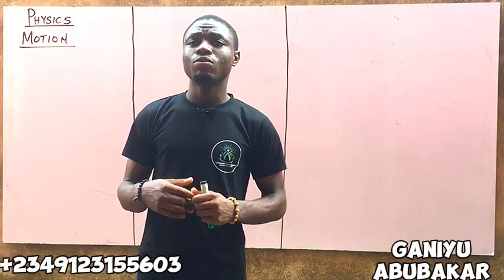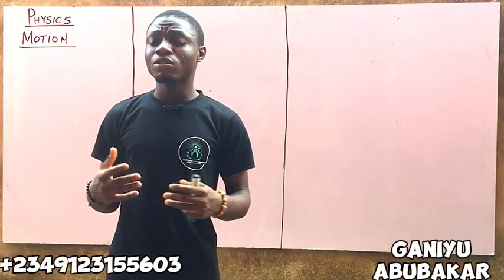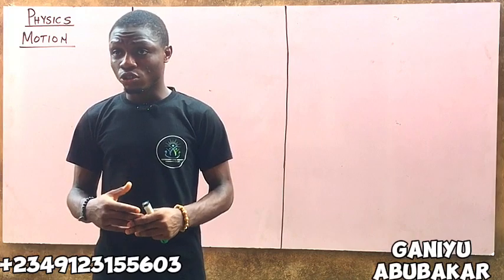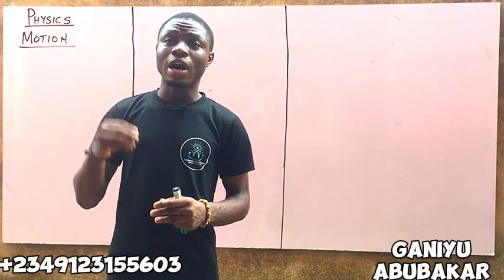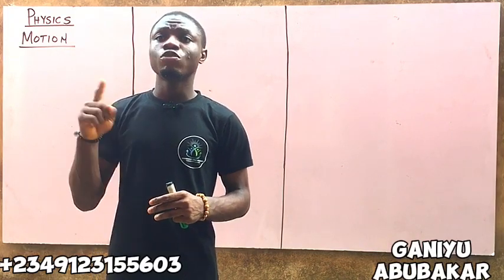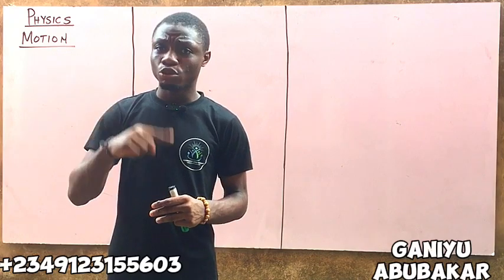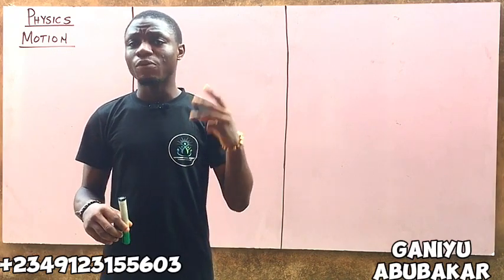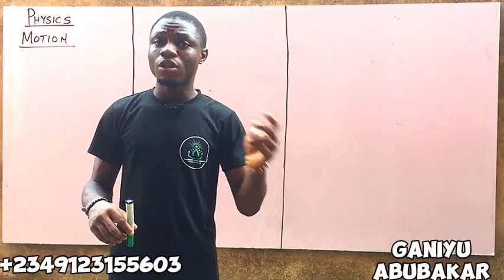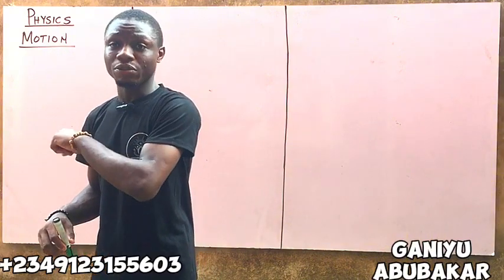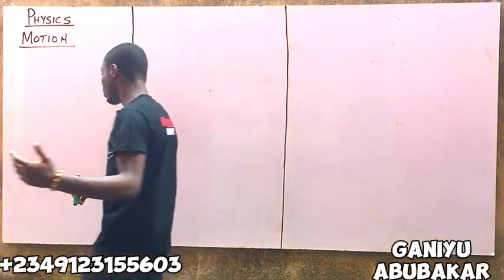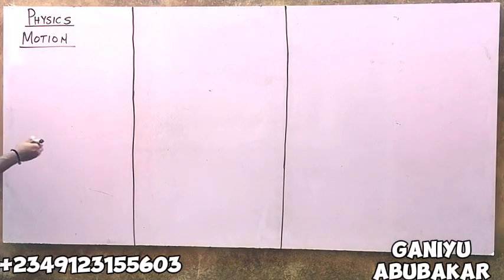In our last class, we discussed 7 equations of motion. We said 4 are equations of uniformly accelerated motion. We said 3 are what? Equations of free fall. So I'm going to write them out here. Last class we discussed the equations of motion.